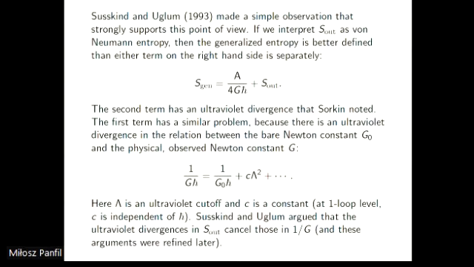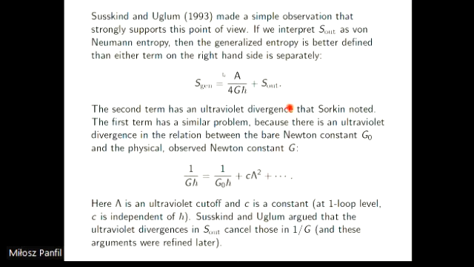Susskind and Uglum, a decade later, made a simple observation that supports this point of view. If we interpret S out as von Neumann entropy, so to Bekenstein, S out had been thermodynamic entropy. And that means that Bekenstein's discussion was not universally valid because thermodynamics doesn't always apply. Thermodynamics applies for many particles close to thermal equilibrium. If you have a few atoms, you can't make sense of entropy thermodynamically. But if you interpret S out as von Neumann entropy, then first of all, the generalized entropy is universally defined. But very importantly, Susskind and Uglum showed that the sum of the two terms on the right-hand side is better defined than either term is separately.